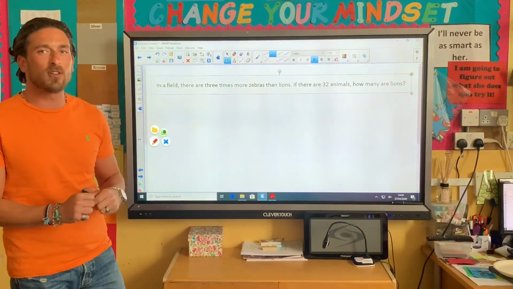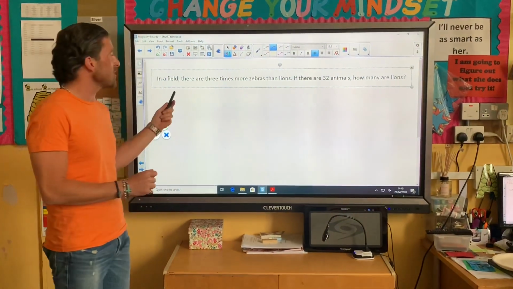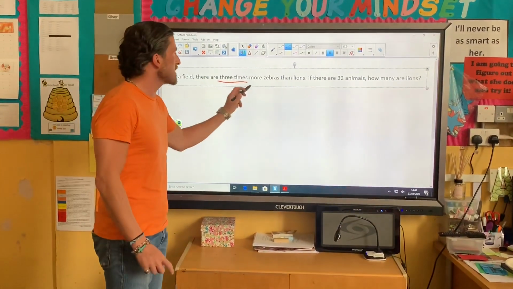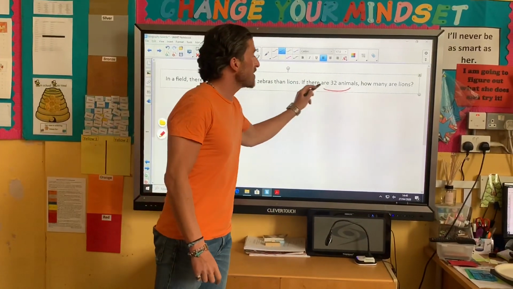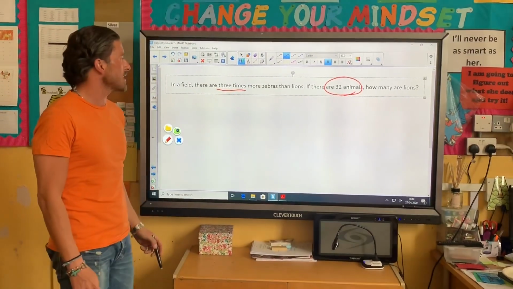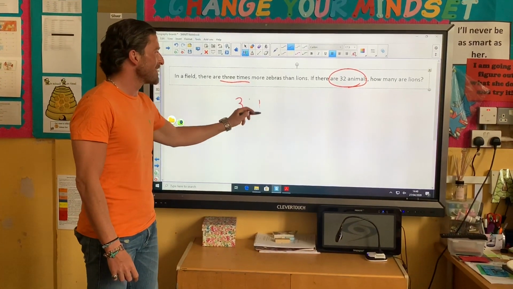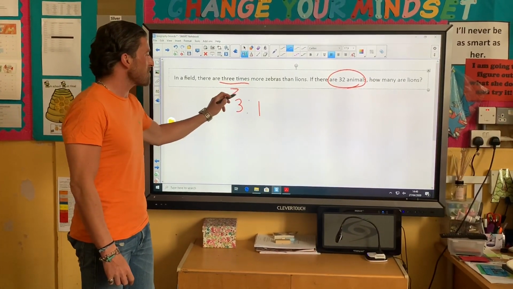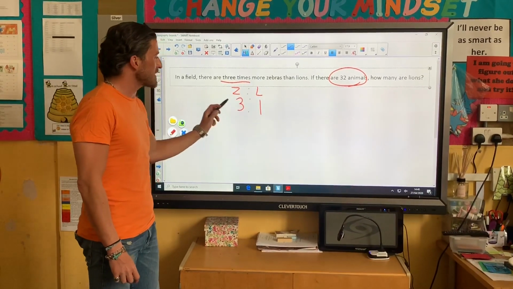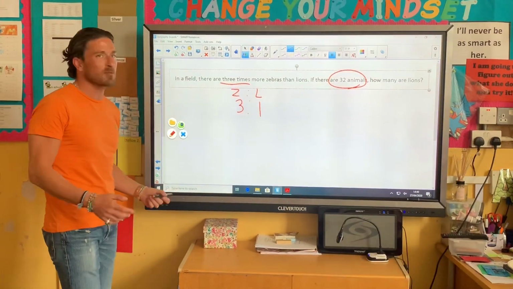Okay, so last one for this week. So in a field there are 3 times more zebras than lions. If there are 32 animals, how many are lions? So we've got 3 times as many zebras than lions. So there's our zebras, and there are our lions. So we can see that 3 is obviously 3 times more than 1.